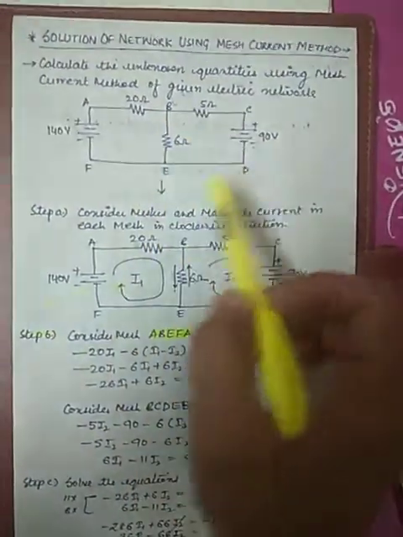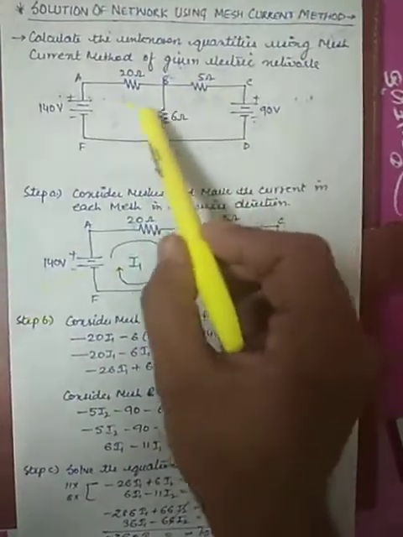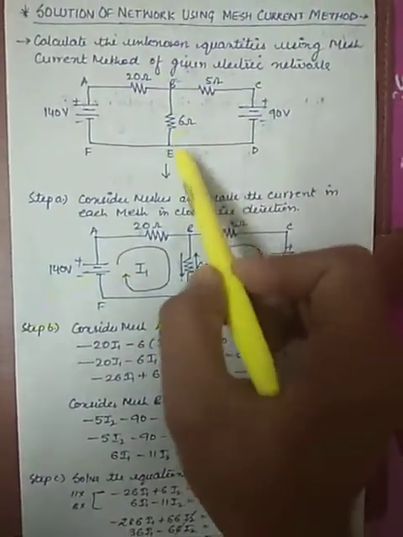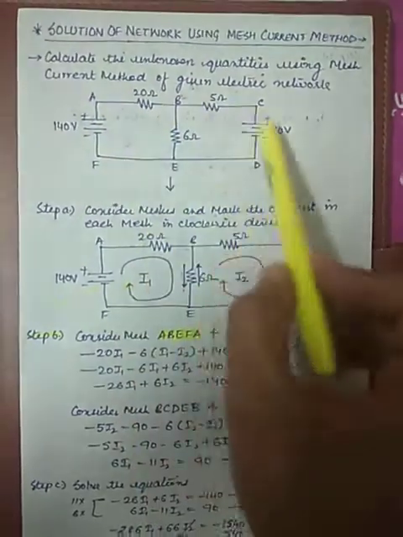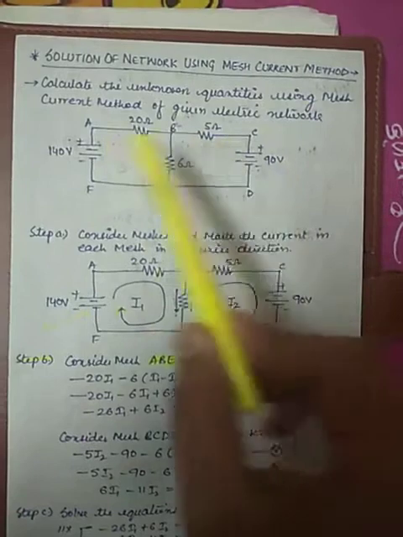A circuit is shown. There are two EMF sources, 140 volt and 90 volt, and three resistances of 20 ohm, 5 ohm and 6 ohm, and these are the naming of terminals A, B, C, D, E, F. So here we will calculate unknown quantities using mesh current method.